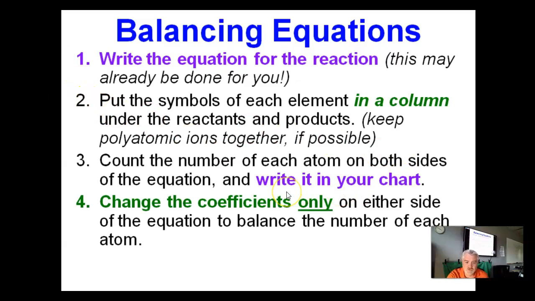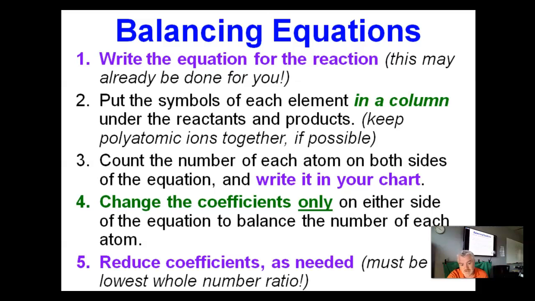Count the number of each atom on both sides and write it in your chart. And then you go in and change the coefficients to make them balance and reduce as needed. You must be in lowest whole number ratio. So here are a couple of examples. Fe plus Cl2 yields FeCl3.